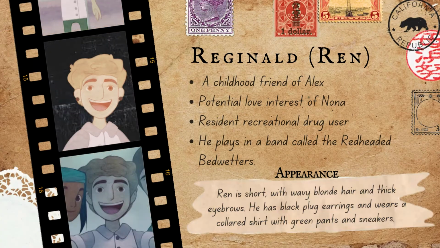Reginald, or Ren, is a childhood friend of Alex and potential love interest of Nona. He is a drug user and plays in a band called Red-Headed Bedwetters. Ren is short with wavy blonde hair and thick eyebrows. He has black plug earrings and wears a collared shirt with green pants and sneakers.